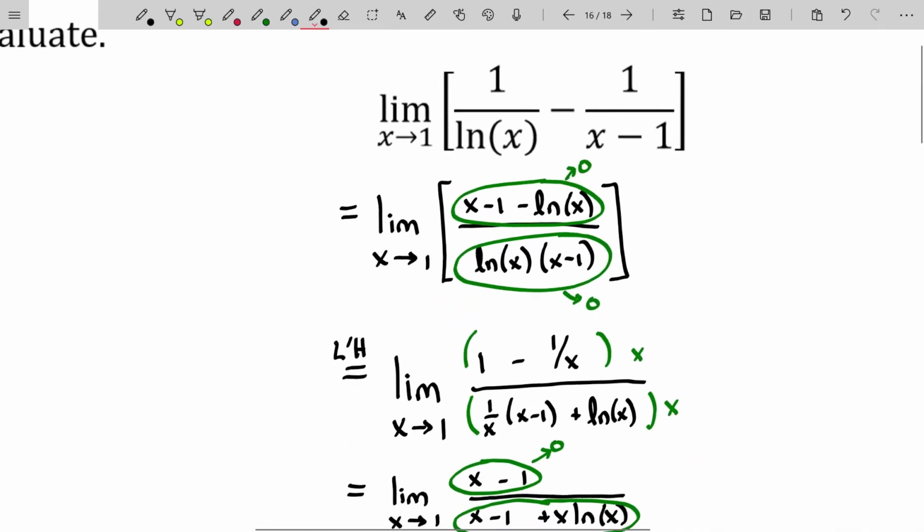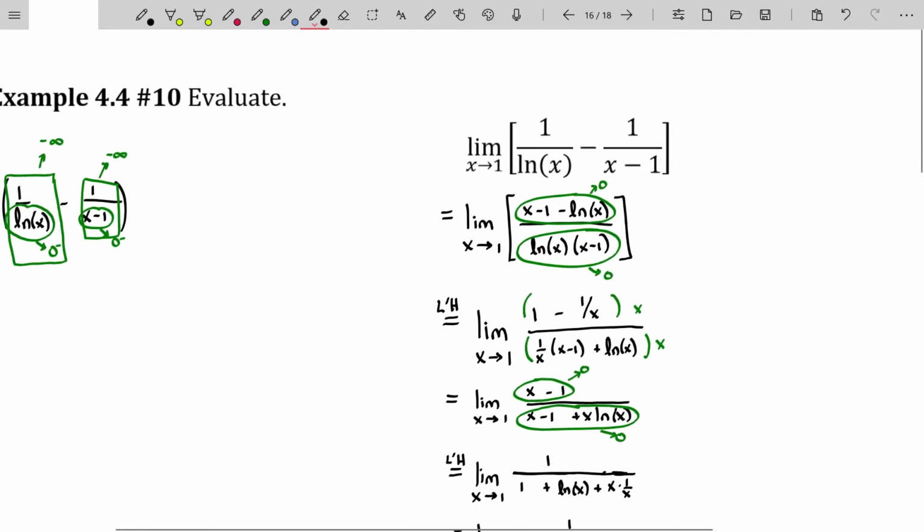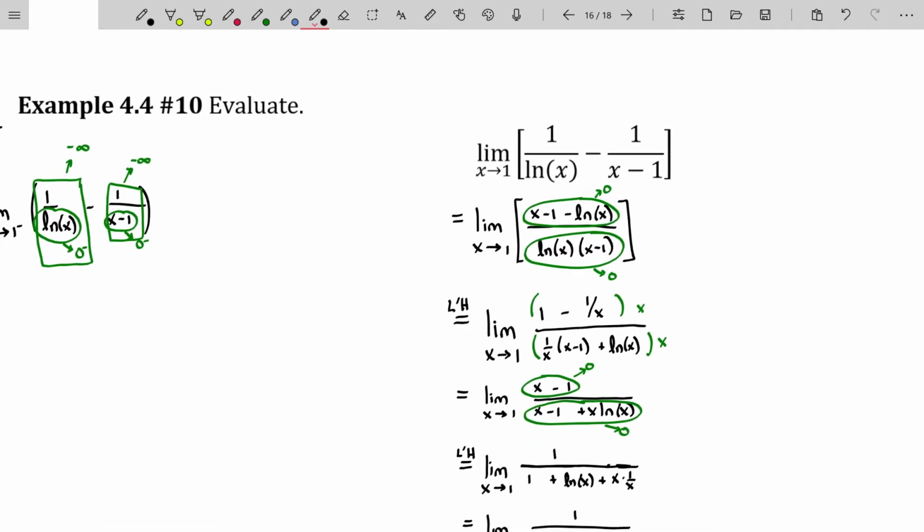All right, that does it for this video. In the next video, we're going to deal with limits of functions to functional powers that will round out all of the techniques that you would use L'Hopital's with.